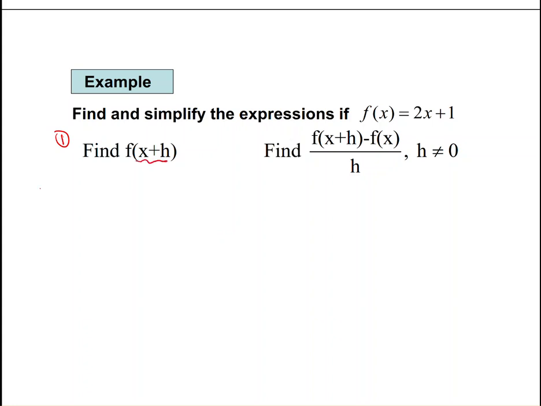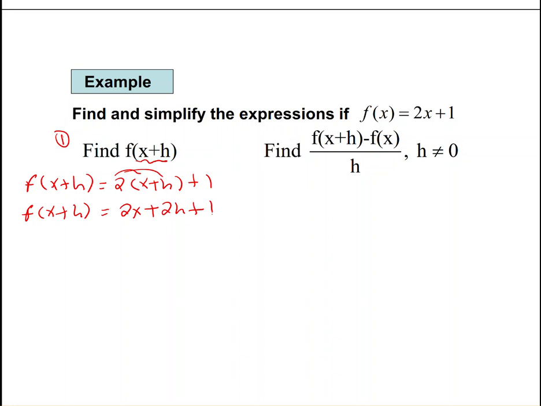So f of x plus h tells us to take the original function, and wherever I see an x, I'm going to replace it with x plus h. So I had 2 times x, instead of 2 times x we want to have 2 times x plus h. Then what do you do with that? Well, simplify it. Use your distributive property. So 2x plus 2h plus 1.